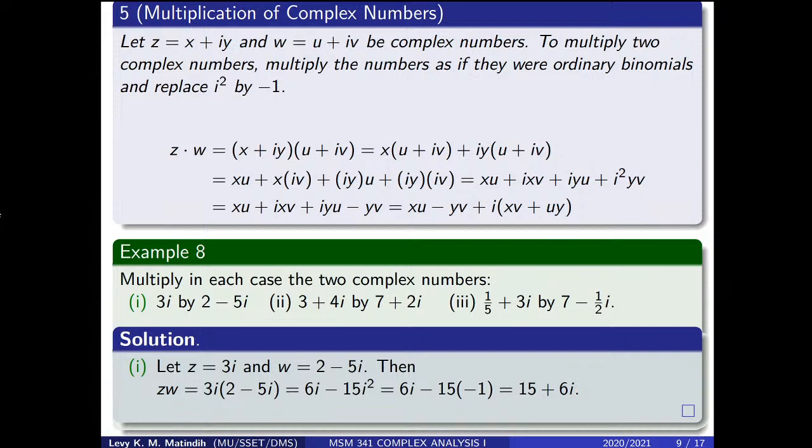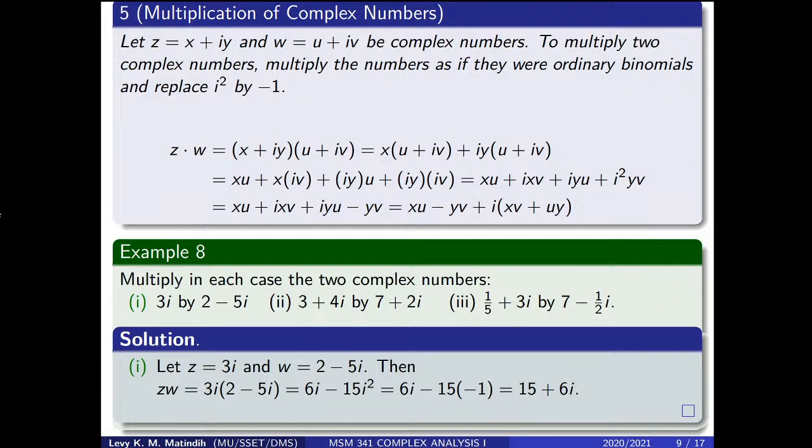So now we have reached this stage, let's simplify. This i squared is equal to -1, so -1 times yv gives us negative yv. So we are going to have xu plus ixv plus iyu minus yv. At this stage, you collect the real parts together and the imaginary parts together. But when you're multiplying, you just multiply them across the board.